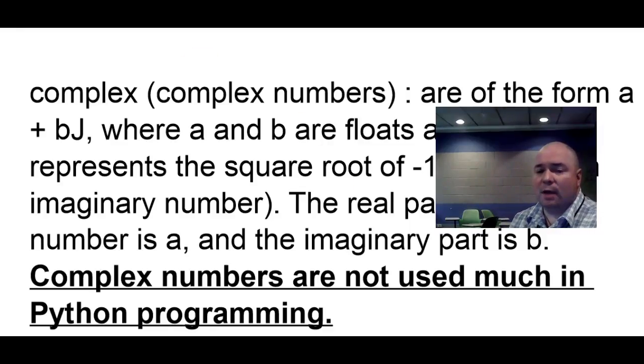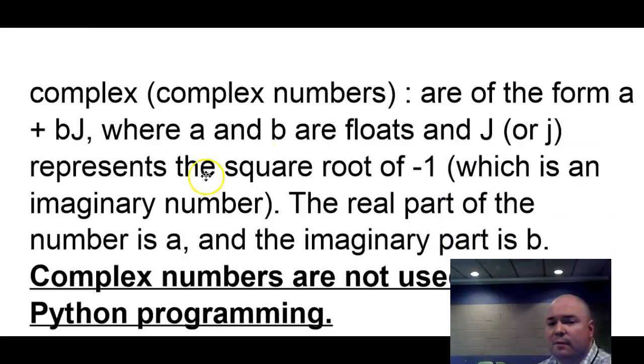Complex numbers, well, these take the form of a plus bj, and j is the symbol we use for the imaginary unit, or lowercase j. They use j rather than i, because i is often used in computer science as a counter, where a and b are floats, and j, or again lowercase j, represents the square root of -1. The real part of the number is a, the imaginary part of the number is b. We don't use this in Python programming. It's not used very often at all, but it's there just in case you need it. They wanted to be thorough when they designed the language.